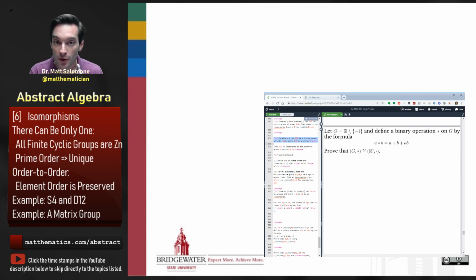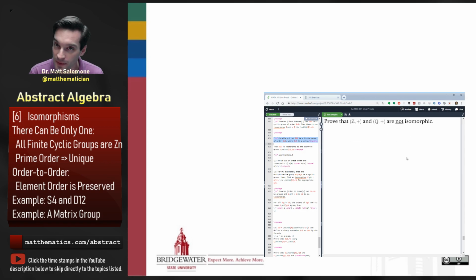But we are going to establish that the group, which is defined on the real numbers without -1 by this binary operation, is actually isomorphic to the multiplicative group of non-zero real numbers. So real numbers without 0 combined with the operation of ordinary multiplication is actually isomorphic to this group.